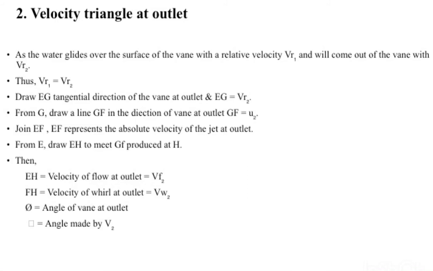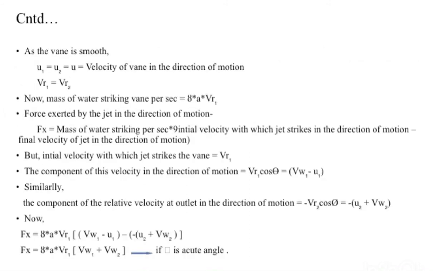Phi is the angle of vane at outlet, and beta is the angle made by the velocity at the outlet, that is V2. Now these are the velocity triangles. Now your vane is smooth, whatever vane we have taken, it is smooth, so therefore U1 will be equal to U2, which will be equal to U, that is the velocity of vane in the direction of motion is U, and relative velocities are equal.